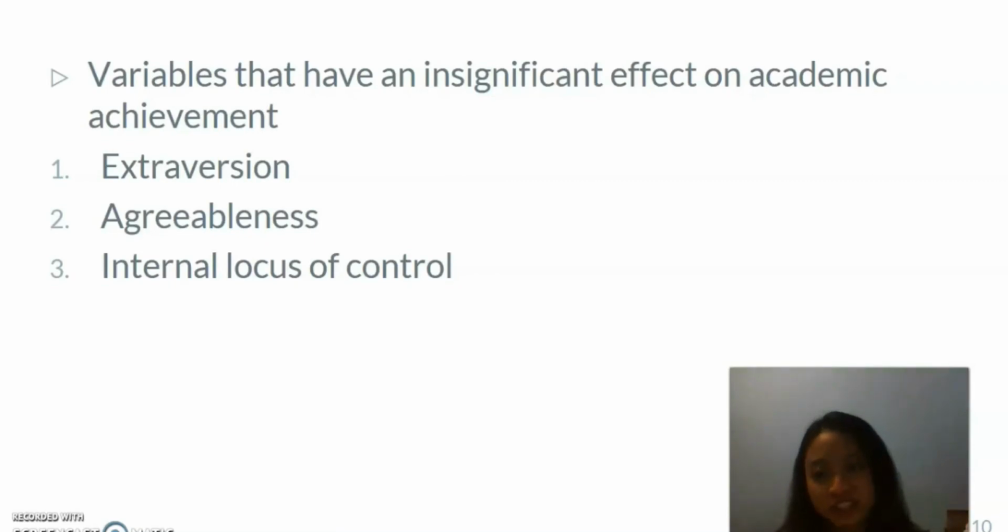And there are also the variables that have an insignificant effect on academic achievement, and those are extroversion, agreeableness, and internal locus of control. First, extroversion. In fully online education, there is less effective interaction. Therefore, it doesn't have a significant effect. Agreeableness is the same. There's a low level of social interaction. It doesn't really affect anything. And internal locus of control. This study reveals that external locus of control contributes better in predicting academic achievement compared to internal locus of control.